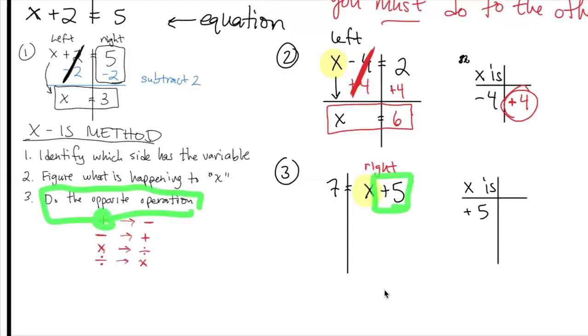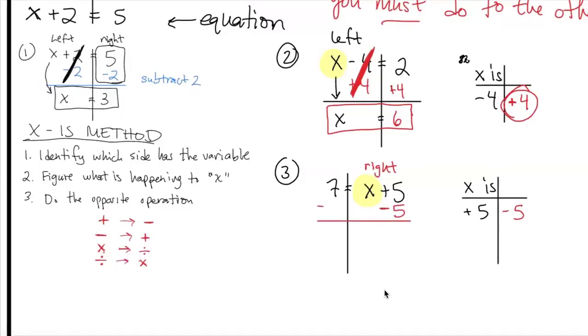Well, the opposite of adding is subtracting. So I'm going to subtract the same number, 5. So instead of adding 5, I'm doing the opposite, which is subtracting 5. But if I do it to one side, I have to do it to the other side. These cancel out. So I have x equals, and 7 minus 5 is 2. Check your answers there. X equals 2.